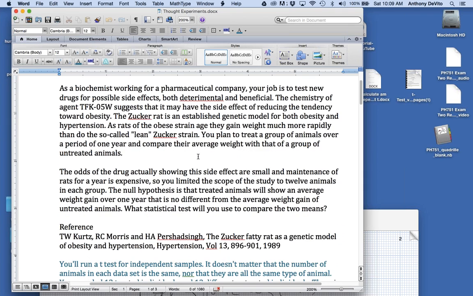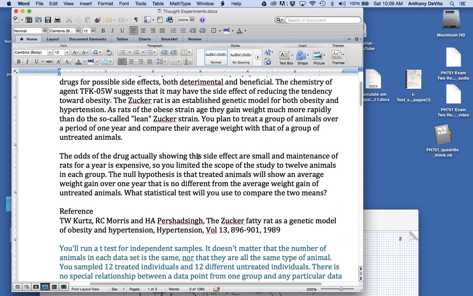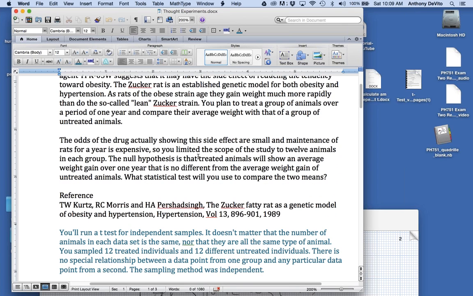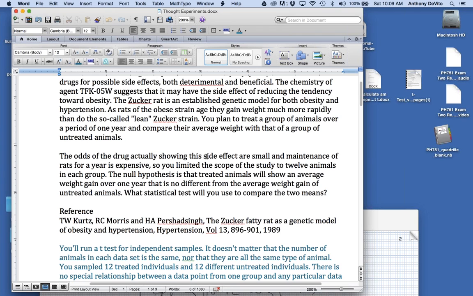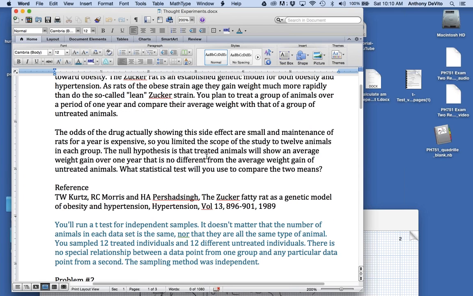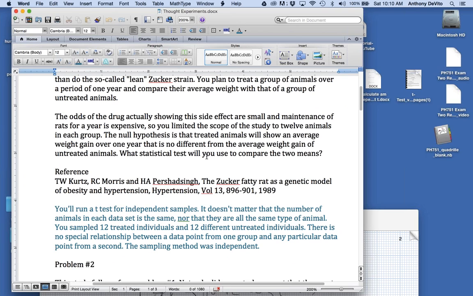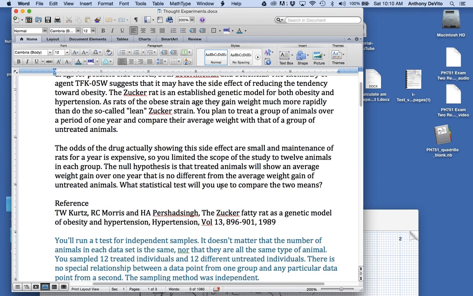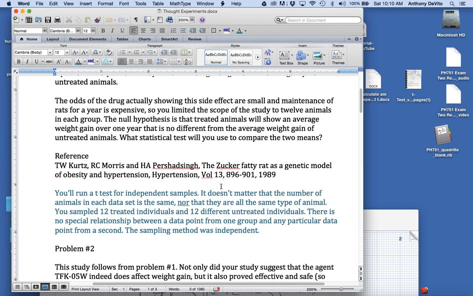Okay, let's read this. Working for Somrica, your job is to test new drugs for possible side effects, detrimental and beneficial. The chemistry of this particular new drug suggests that it may have side effects, reducing the tendency towards obesity. They're working with a particular strain of rat that is used in a lot of these kinds of studies. You plan to treat a group of animals over a period of 1 year and compare their average weight to a group of untreated animals. Okay, so we have two groups at this point, right? We have group 1 and group 2.